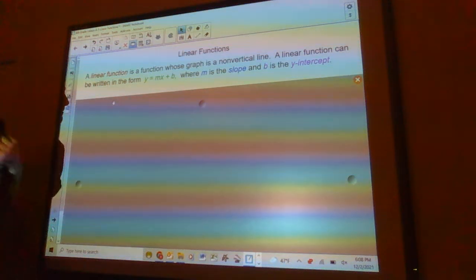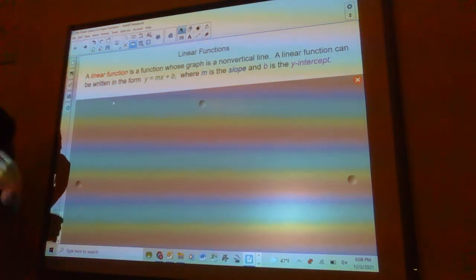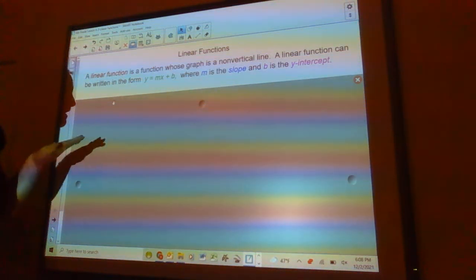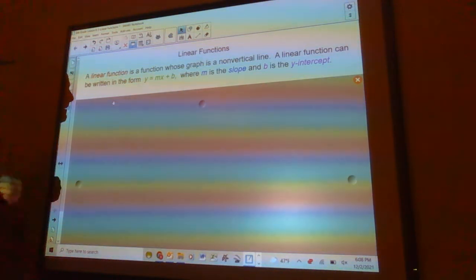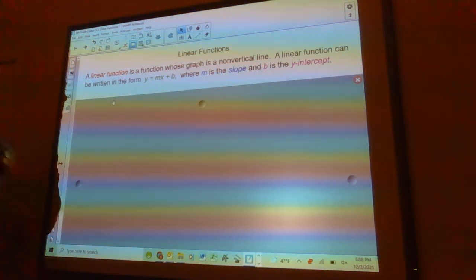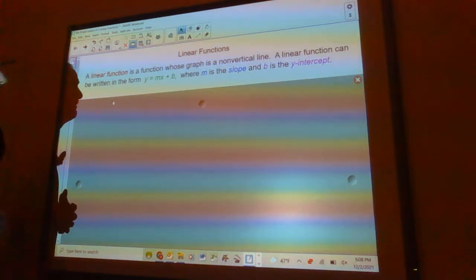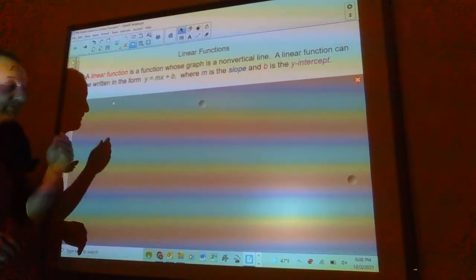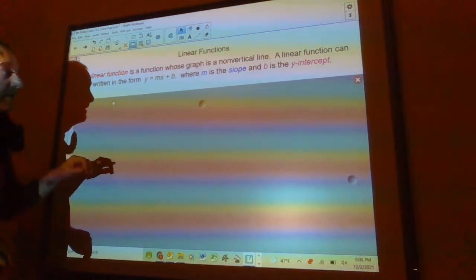A linear function is a function whose graph is a non-vertical line. So we don't want any vertical lines. We're going to look at everything else. Horizontal lines are okay. Diagonal lines are okay. No vertical lines. So a linear function can be written in the form y equals mx plus b, where m is the slope and b is the y-intercept. So we've talked about this a little bit in class.